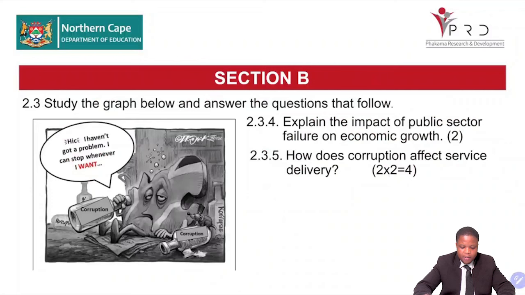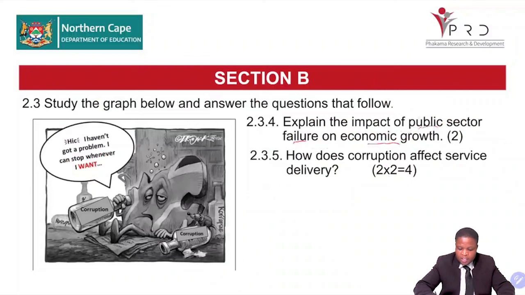Right, we have 2.3. You study the information below and answer the question that follows. You have 2.3.4: Explain the impact of public sector failure on economic growth. If the public sector is failing, what will happen to the economic growth? For 2 marks, you discuss that in a sentence.